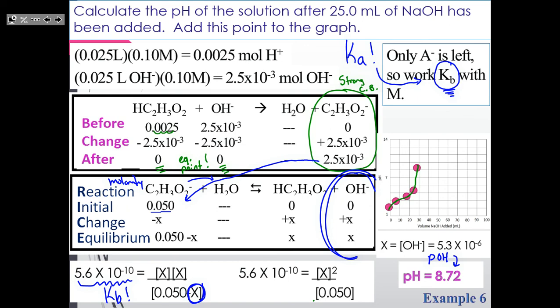All right, let's continue. And excuse me, before we move on, we are going to also ask you, why is it not at 7? All of the base has been consumed, all of the hydrogen has been consumed, but because we have a strong conjugate base, it adds additional hydroxide ions, which is why at the equivalence point there is a basic pH.